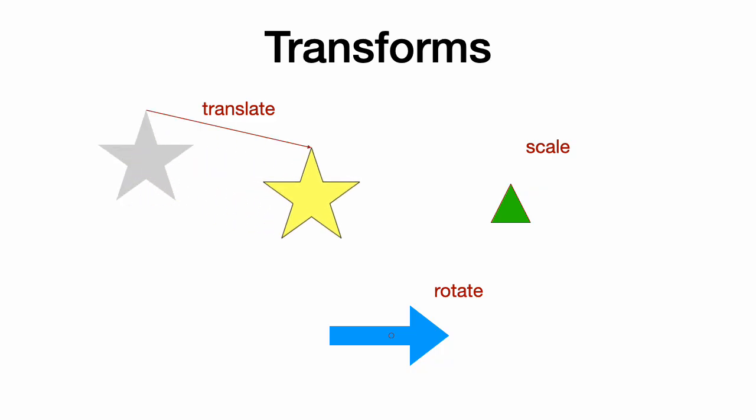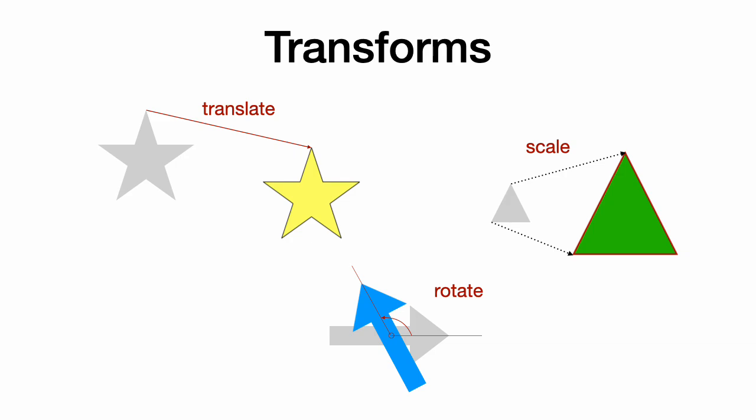Translate can be used to move an object from one place to another. For example, we can move this star from here to here. Rotate will turn our shape around a fixed point. We can specify how much we want to turn. Scale will make our shape bigger or smaller. To use scale, we specify a factor. For example, a factor of 2 will make our shape twice as big.